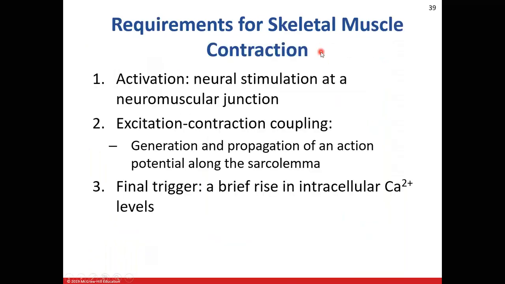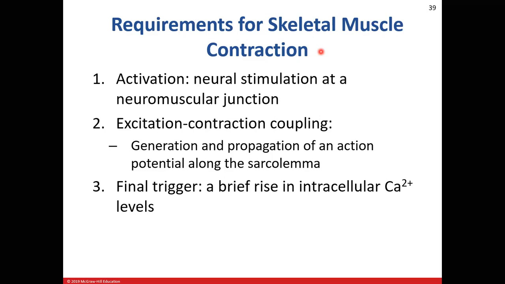So what are some of the requirements for skeletal muscle contraction? Well, the first thing we have to have is some sort of activation. We have to have neural stimulation at a neuromuscular junction. We also have to have excitation contraction coupling. And this is the point after the activation where we're actually generating and creating and propagating an action potential along the sarcolemma. Remember, the sarcolemma is the plasma membrane of the muscle cell.